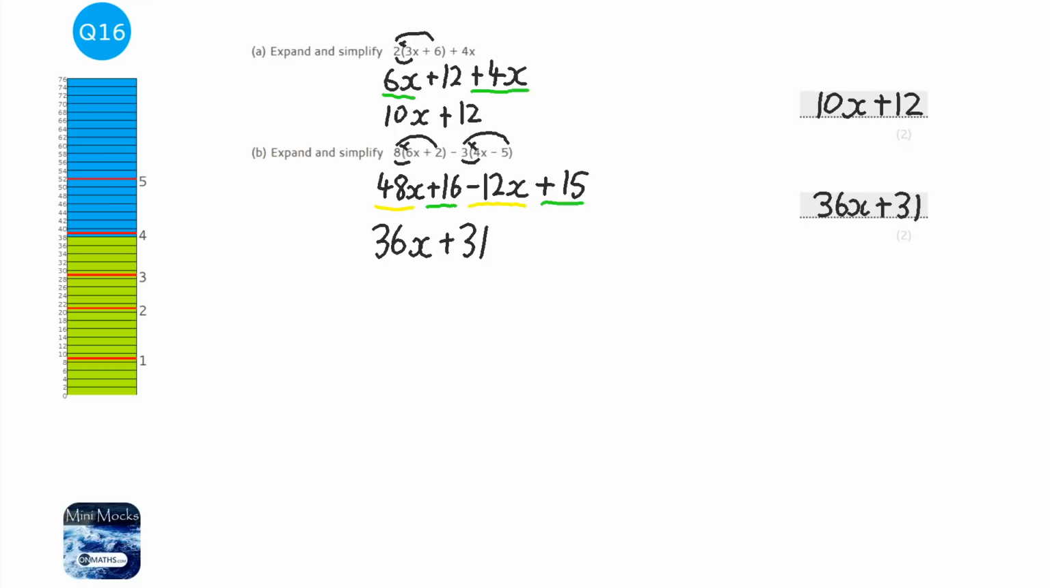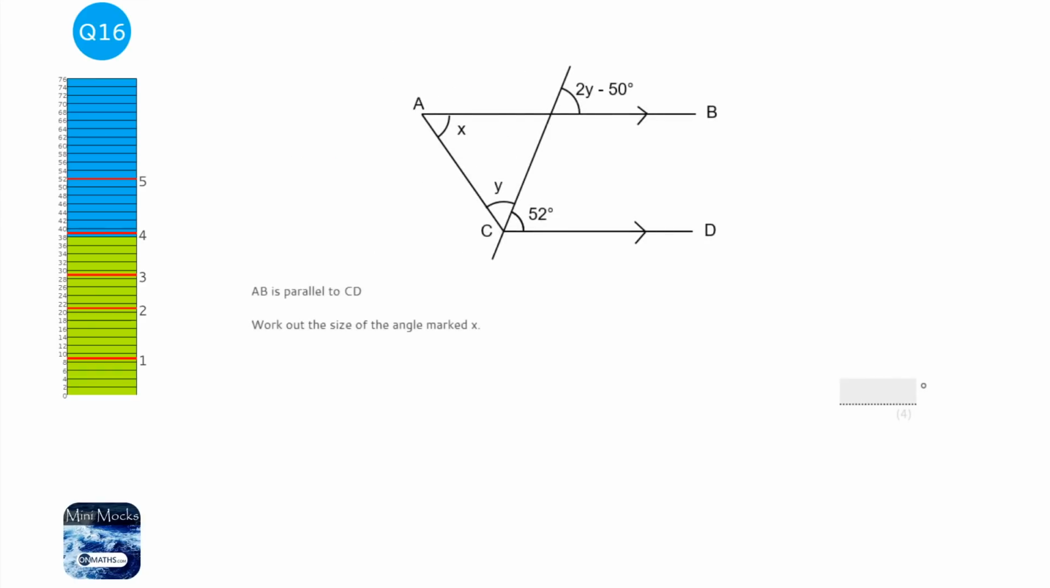Now the most common mistake is for that bit there, this bit here. Sometimes students will write down negative 15. For these types of questions, always make sure that you show your working, show how you know something is something.